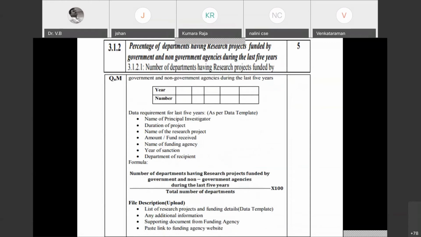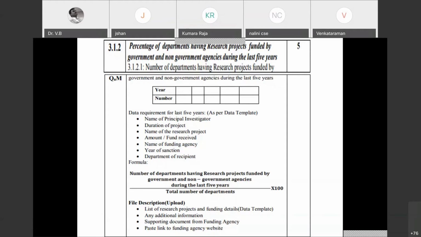So next is the percentage of departments having research projects. This will be tallying with the data which you gave in the previous key indicator. Here this is for comparing how many departments there are in total. Remember, you would have given your number of departments in the IIQA itself, and then while you are entering the UG PG programs, the number of programs which you specified over there should be tallying with the total number of departments that you specify here in the denominator.